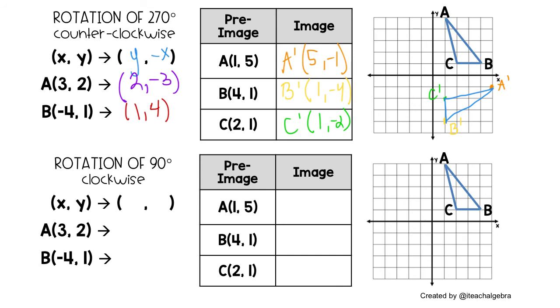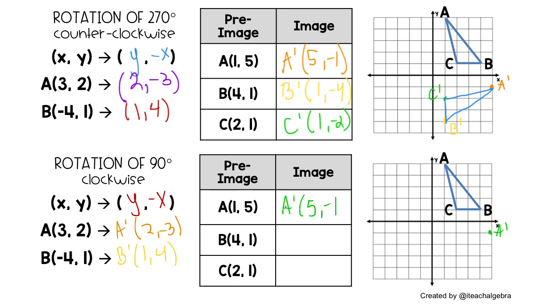So if we start with x, y, we'll change that to y, negative x. Looks real familiar, right? So point A at 3, 2 becomes A prime at 2, negative 3. Point B at negative 4, 1 becomes B prime at 1, 4, because we get rid of the negative. So on our pre-image, we have A is at 1, 5. That means A prime is at 5, negative 1, or exactly where we had it the last time.